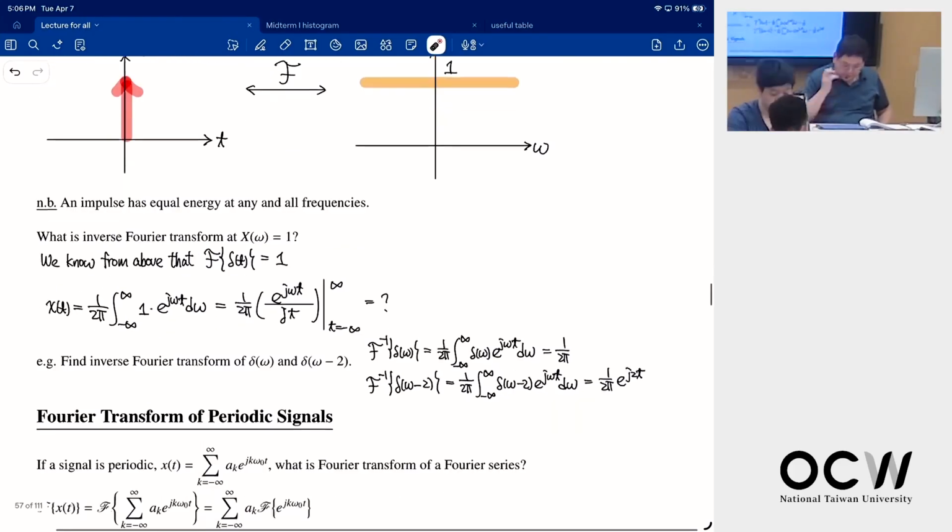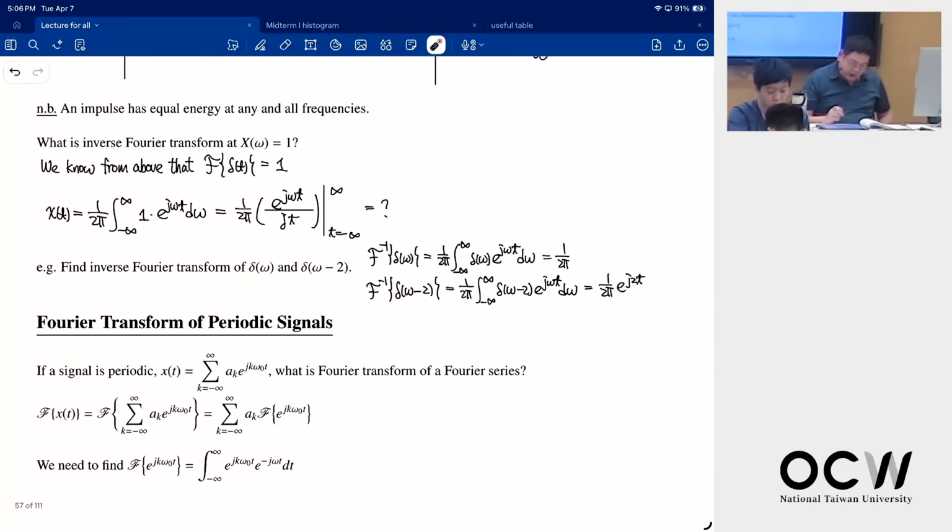All right. Now let's see. We can also take the Fourier transform of the periodic signals. If the signal is periodic, we can express that in Fourier series, right? But we may be interested in having the Fourier transform. How does it look like? So if I take the Fourier transform, by the linearity, I take the Fourier transform inside. So we need to actually find the Fourier transform of the complex exponential.